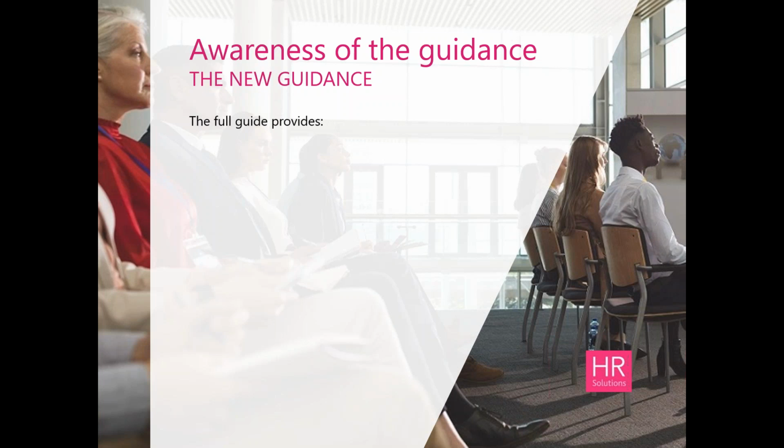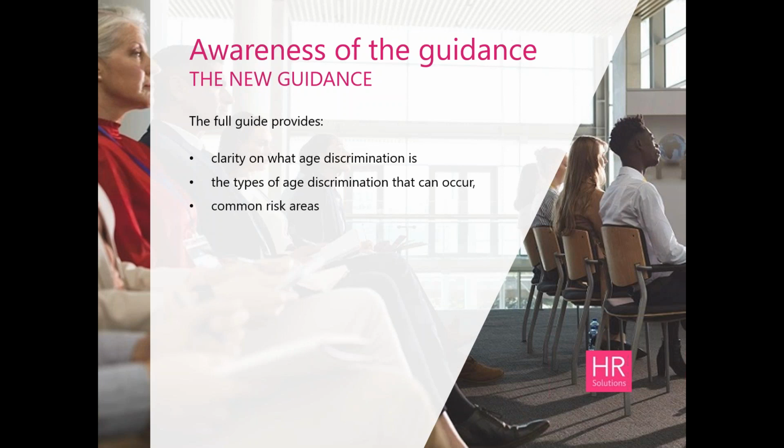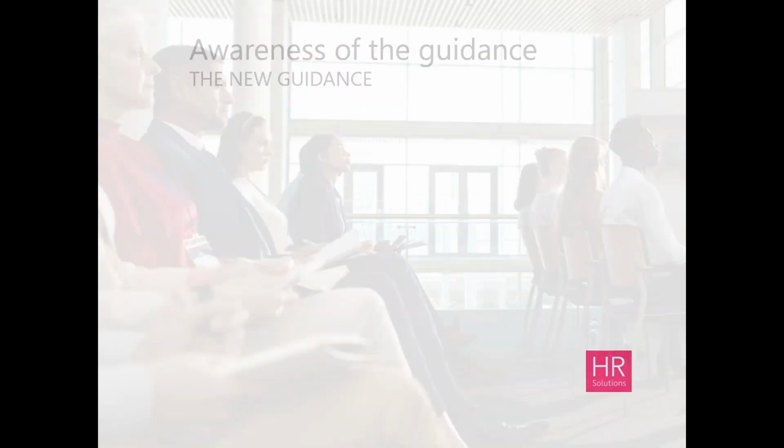So if you did want to have a look at the full guide, it provides clarity on what age discrimination is, the types of age discrimination that can occur. They've identified common risk areas and further considerations, advice to prevent age discrimination, and also advice on how to deal with it if it happens. Okay, and we're going to look at some of these things today.